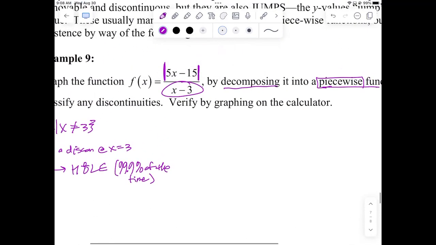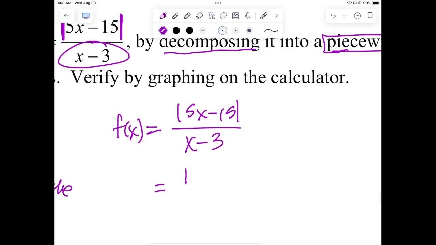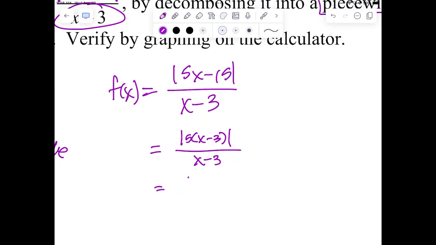Now let me show you how we could decompose this. Let's just write it again. The absolute value of 5x minus 15 all over x minus 3. I can factor a 5 out inside the absolute values, if you notice, to get that. Now, because the 5 is a constant multiple, I can actually pull it out of the absolute values as long as I make it positive, which it already was. Now, that looks a little bit better because then I don't need the extra parentheses.